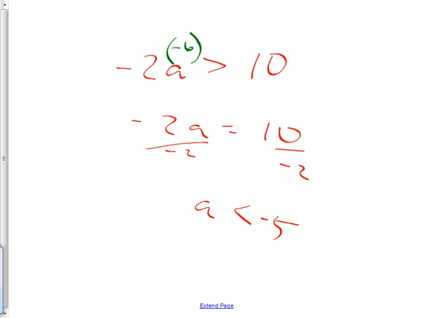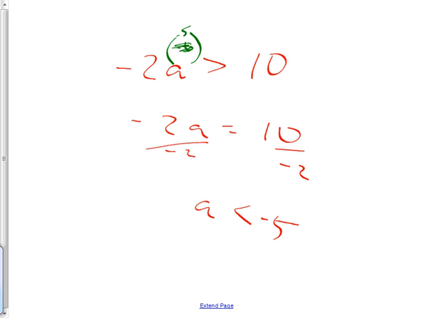Okay, so this has found all the things that are going to work for me. It's things that are less than negative 5. Negative 5 will be close. If I put in negative 5, it'll come out to positive 10, but 10 is not bigger than 10. So it doesn't exactly work. That's why we can't use that itself. But we have to have things that are less than negative 5.